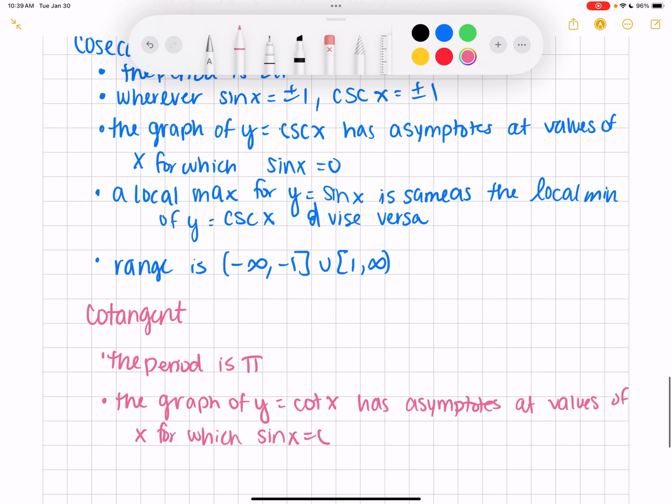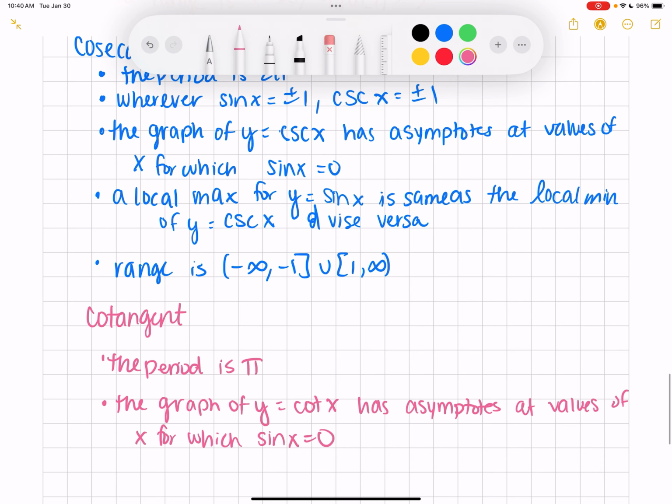Do you know why that is? Because sine is the same as y, and cotangent is 1 over tangent. Tangent is sine over cosine, so then it would be cosine over sine. Yep, exactly. Cotangent is equal to cosine over sine, and so that's where that would cause a problem.